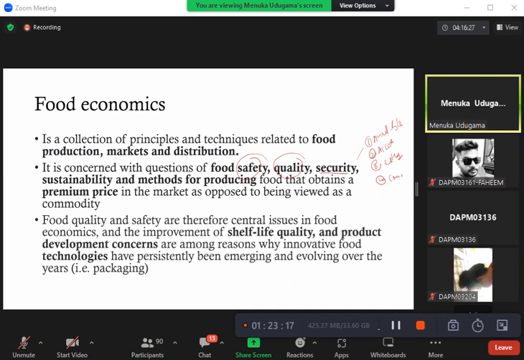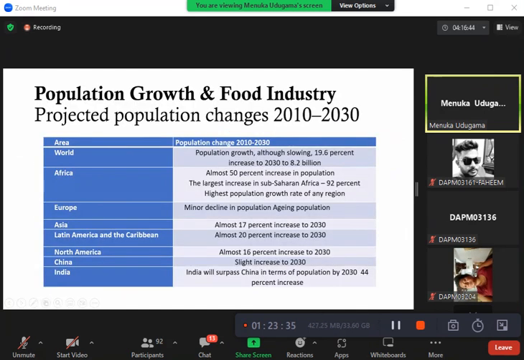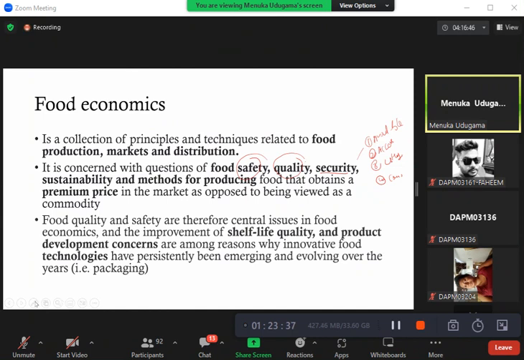right? So in the food industry particularly, you are interested in understanding the economics of food safety, food quality, and food security. So these are three very categorically different terms. What do we mean by the term food security? Best term, right? Food security.